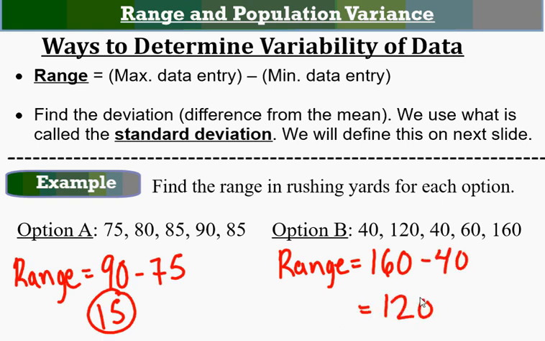And that shows right there the difference in consistency between the two. B is kind of a hot, cold running back, whereas A is a very consistent running back. So that's one way of calculating variability: we determine what we call the range, maximum minus minimum.